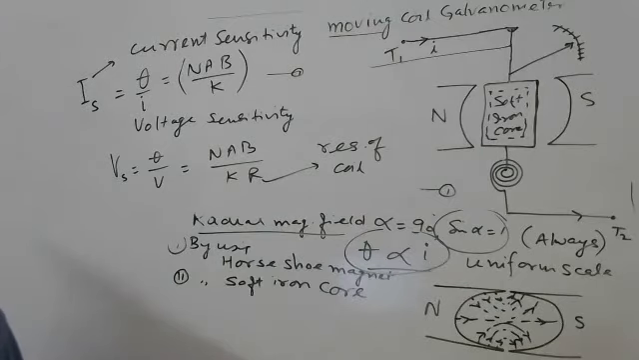So this is something about current sensitivity and voltage sensitivity. We can increase both by increasing the numerator parts like NAB and by decreasing K, and KR in voltage sensitivity.